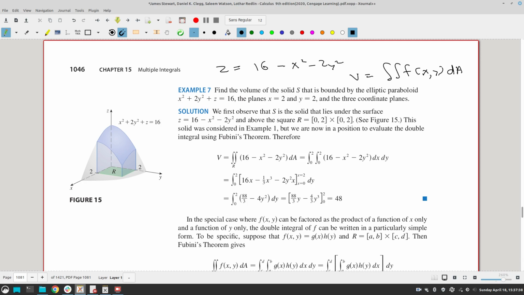bounded by the elliptic paraboloid, the planes x equals 2 and y equals 2, and the 3 coordinate planes. So you have to figure this out, that we're talking about the square [0,2] cross [0,2], right? So this square, you have to figure this bit out yourself. So now you do the integration and you get the volume.